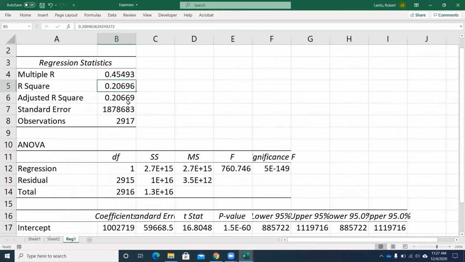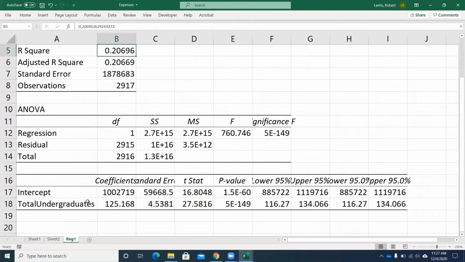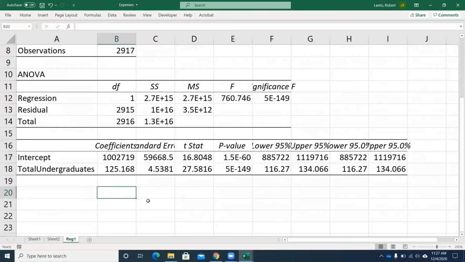So we're explaining about 20% of the variation in basketball expenses by just including total undergraduates. If we think about the regression equation we have, it looks something like that. The interpretation here is that for an additional undergraduate, the expected basketball expenses go up by $125. So that's our one unit change in the X variable causes the predicted Y variable to go up or down by whatever this coefficient estimate is.